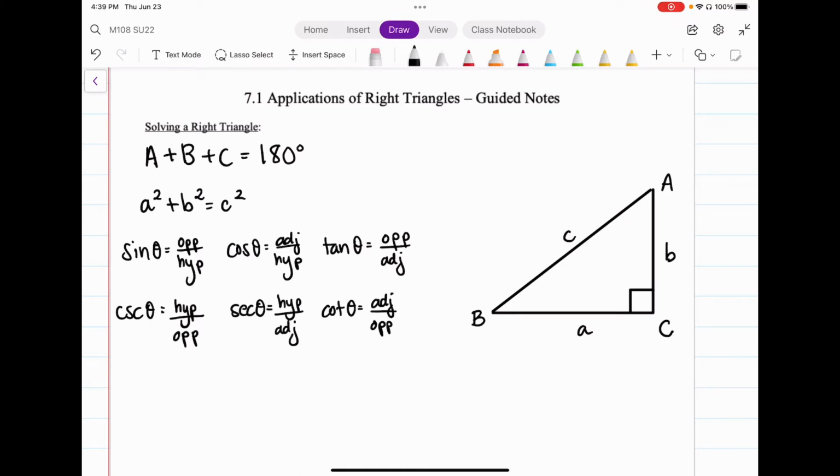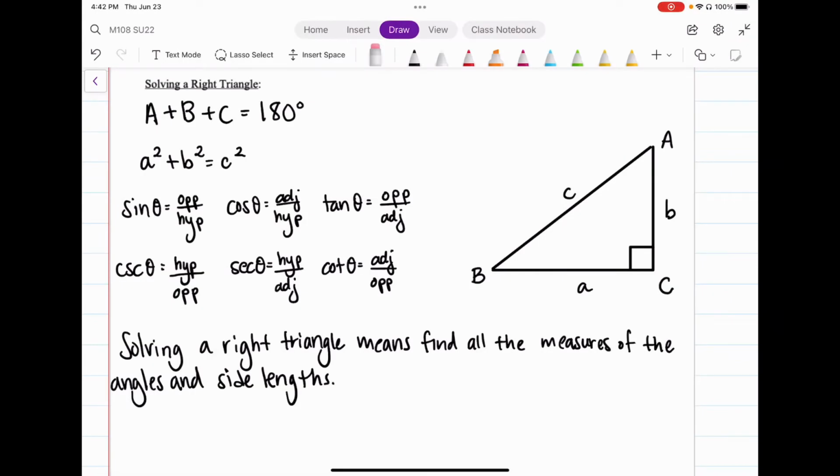When I say solve a right triangle, that means find all the missing values. If you have two sides that are known or an angle and a side that are known, you can either use the Pythagorean theorem to find a missing side, or you can use one of the trigonometric functions to find the angle that you're missing or the side lengths that you're missing. Solving means you have all three sides now known and you have all three angles known.